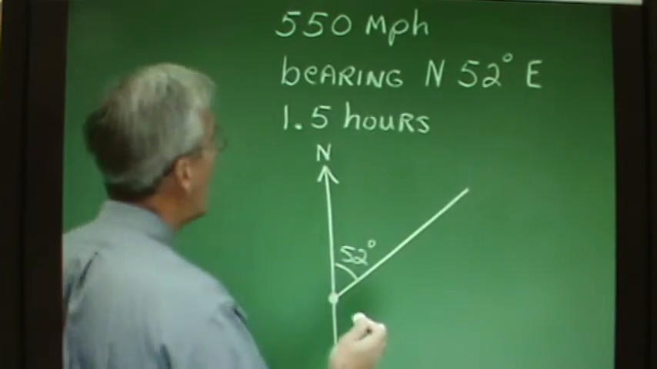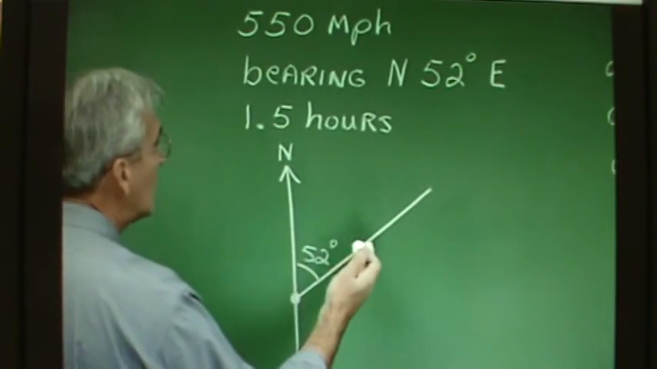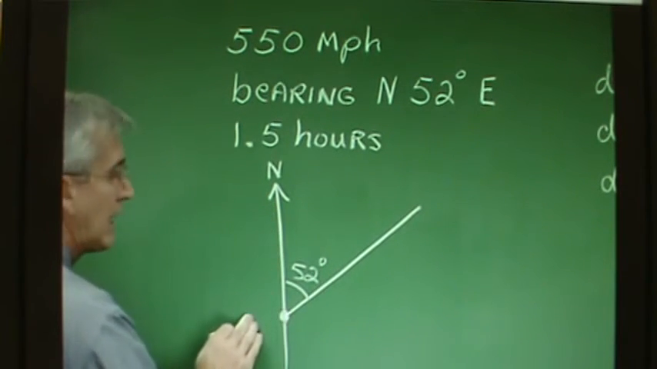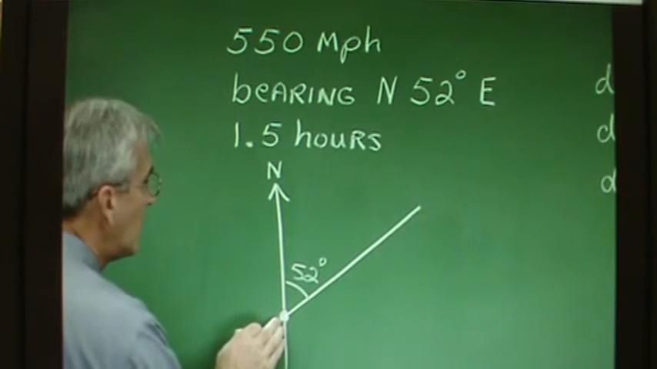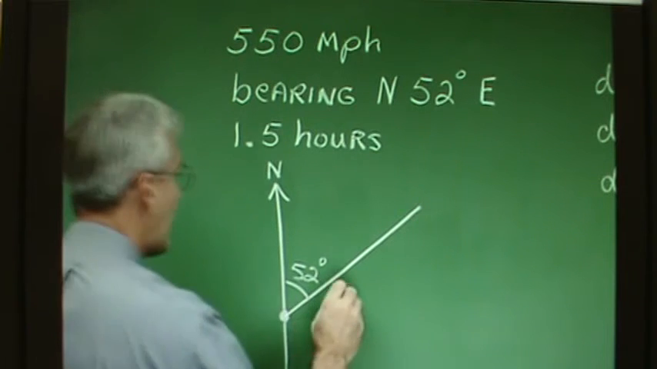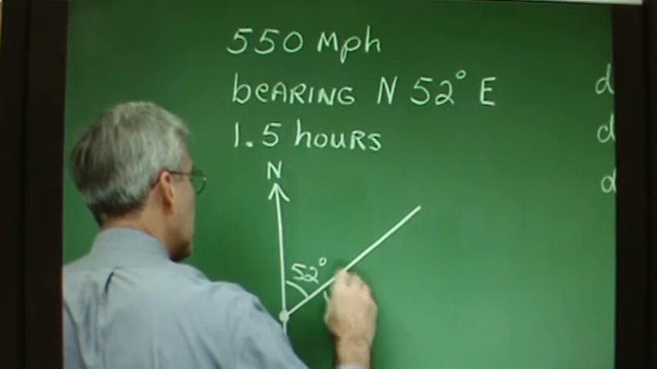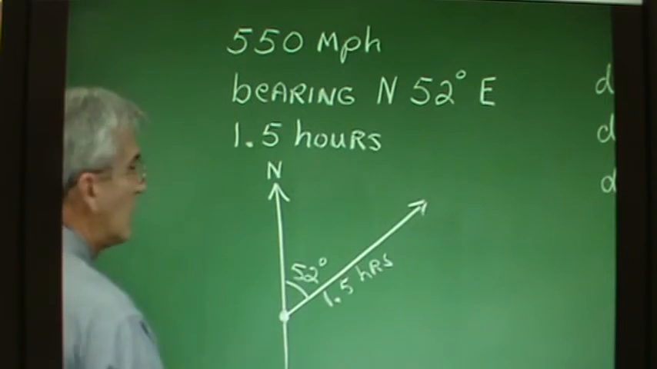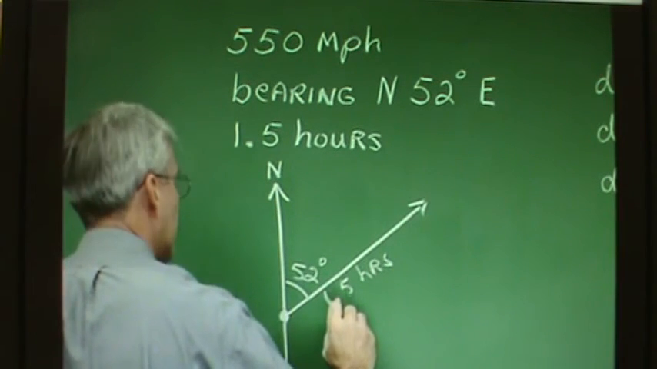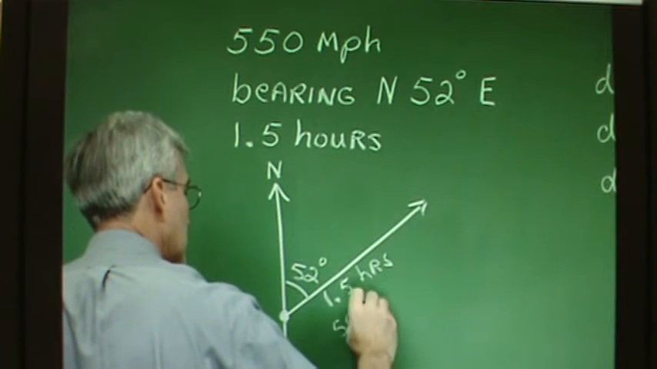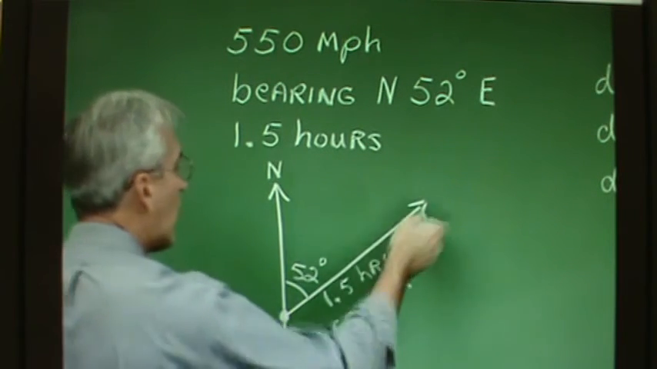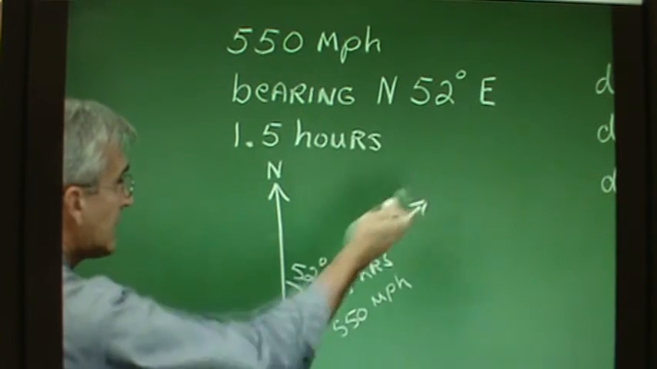Now, in this problem, we'd like to know how far east and how far north the airplane has traveled from this initial point. The airplane is traveling for 1.5 hours in that direction at a speed of 550 miles per hour. But how far has the airplane gone? We need a distance here.